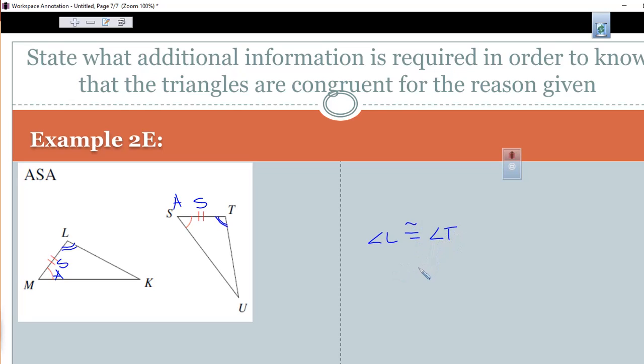All right, so this concludes our first half of lesson 4.2 and 4.3. Tomorrow, or in our next lesson, we will look at the proofs using side angle side, side side side, angle side angle, and angle angle side.